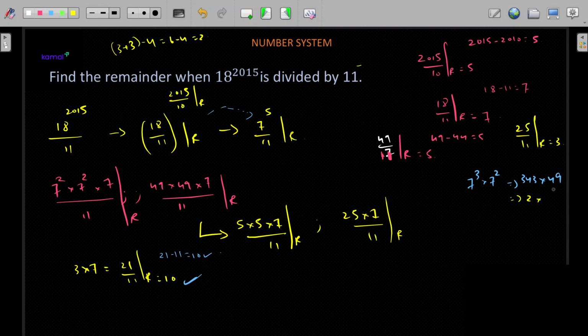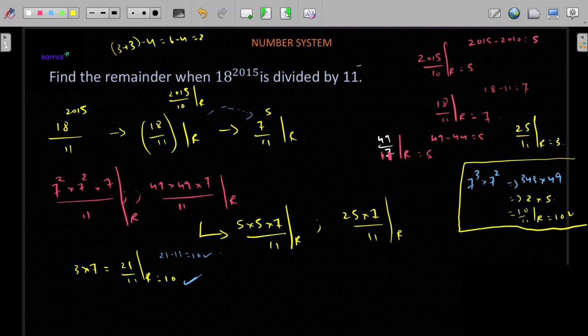Again, 49 by 11, my remainder is going to be 5. 2 into 5 is 10. So 10 by 11, my remainder is 10. This is one way of solving this question also. It's up to how you approach this question. There is no rule as such that you have to follow. I split that as 7 square into 7 square into 7 just for better understanding. So you can perform it like this also. That's another option where you can do this.